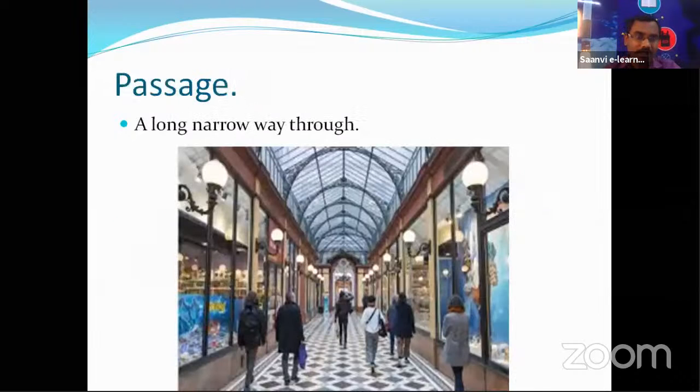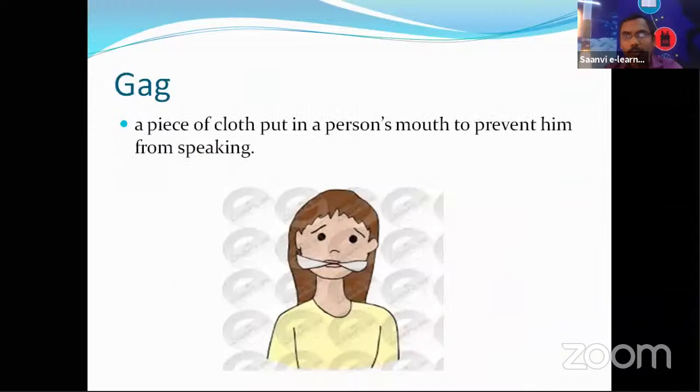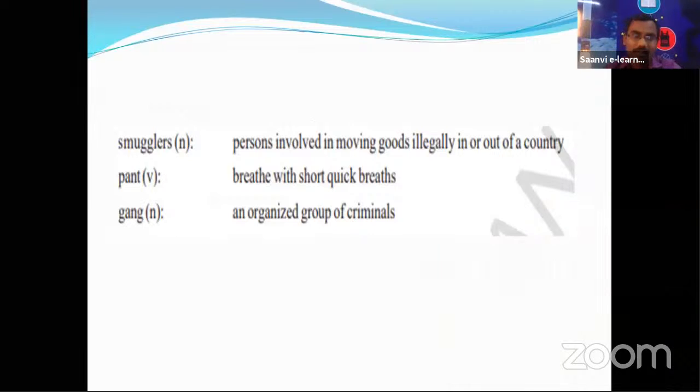And the next word is passage. It means a long, narrow way through. Gag: a piece of cloth put in a person's mouth to prevent him from speaking. And smugglers means persons involved in moving goods illegally, not in a legal manner, in or out of a country. So they are criminals. Pant means to breathe with short, quick breaths. And the final word is gang, which means an organized group of criminals.